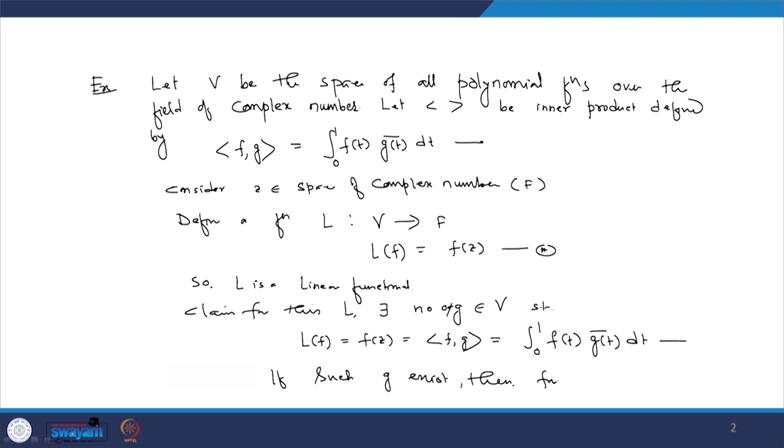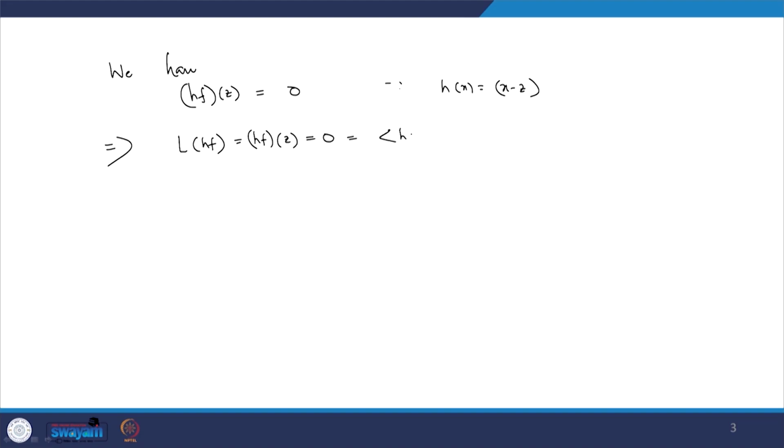Then for h of x equal to x minus z, we have h f of z equal to 0, since h of x equal to x minus z I have considered. So, h f of x at x equal to z will certainly be equal to 0. This implies L of hf, which is equal to hf of z, is equal to 0, equal to inner product of hf and g. If at all there is a non-zero g such that L of f equal to inner product of f and g, this is true for all f. So, if I replace f by hf, then it is also true.